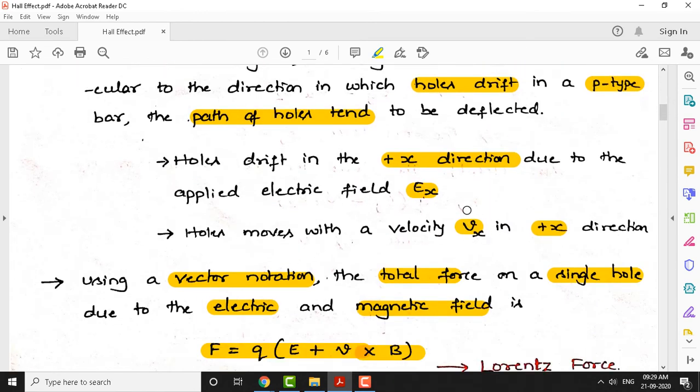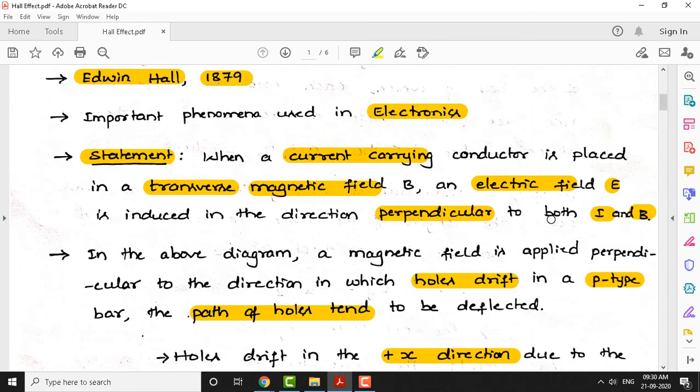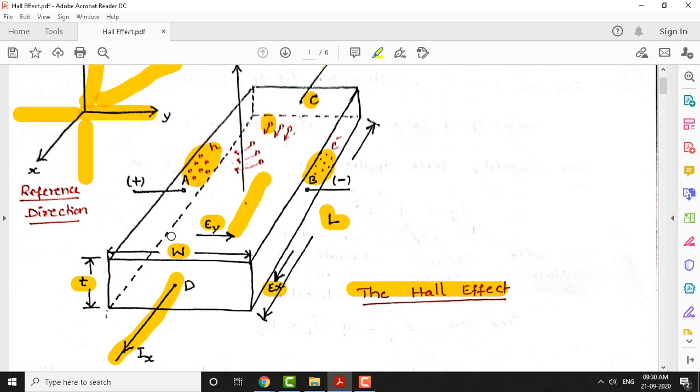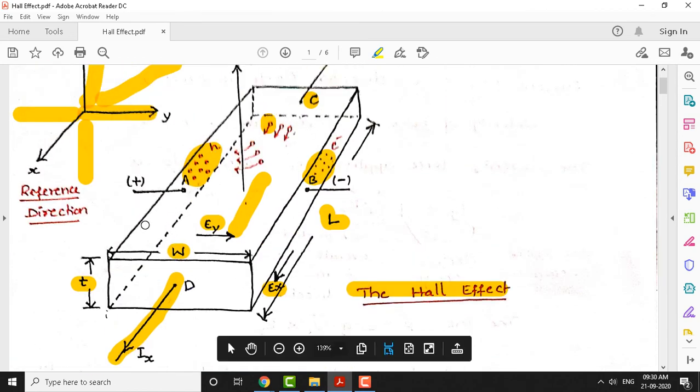You can see that the notation small v sub x indicates velocity of the holes in the positive x direction here. I'm explaining this Hall effect phenomenon by considering the holes. You may also explain the Hall effect phenomenon by considering even electrons, and here I have chosen the p-type semiconductor bar. You may also explain the Hall effect phenomenon by considering an n-type semiconductor bar and electrons as the charge carriers.